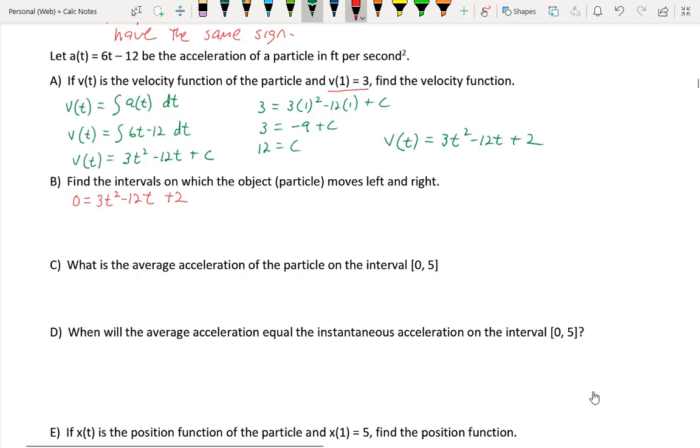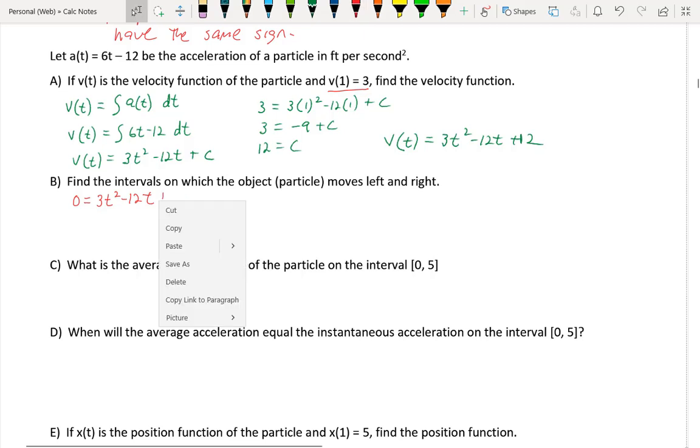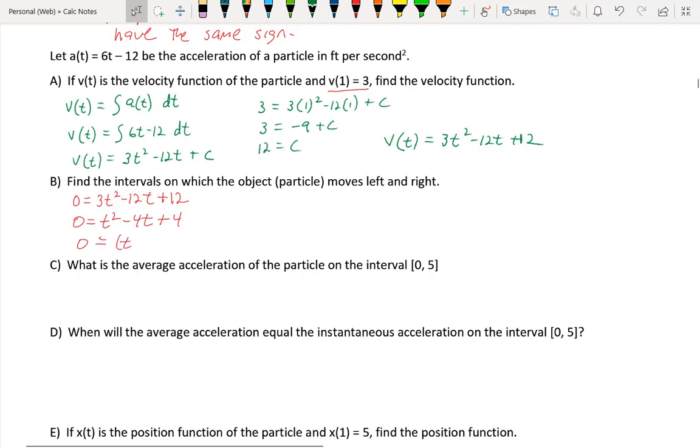Oh, you know what? This is 12, plus 12. I missed that. Okay, so plus 12. I can divide some stuff out here. Perfect. So I can divide everything by 3. So that's going to give me t squared minus 4t plus 4. And I can factor that into t minus 2 times t minus 2. Interesting. So I only get one solution here. Okay. So we go over to our number line.